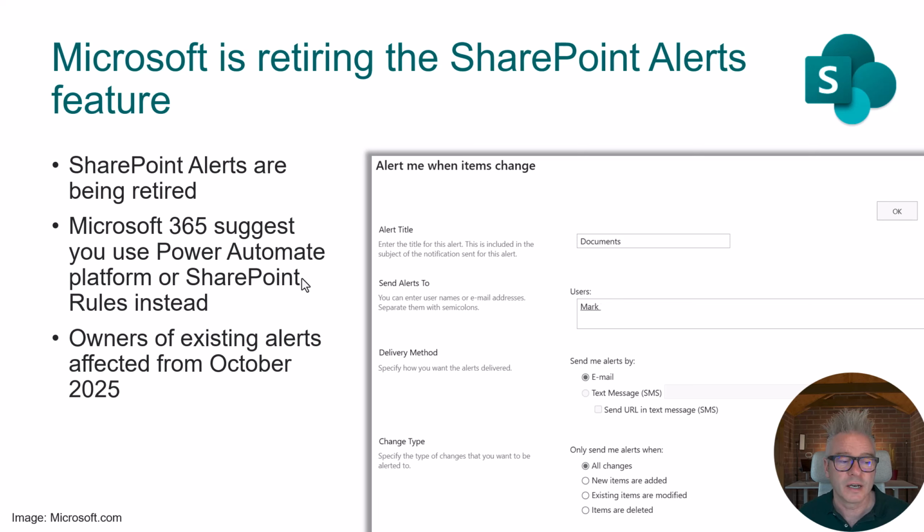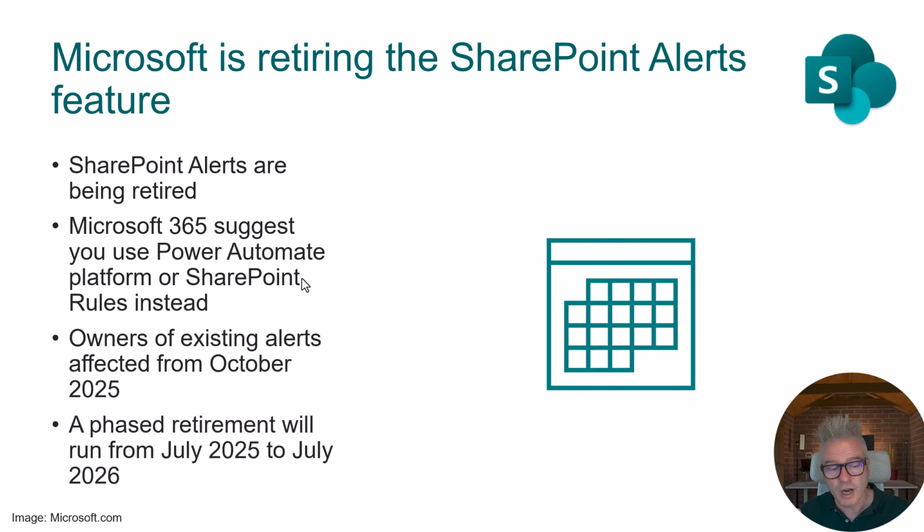Owners of existing alerts are affected from October. So there's a timeline on the blog. Go look at the blog post. There's a timeline on the blog post about when things are happening, about when you'll be notified, when you can't create new ones, and when people with existing alerts start to get affected. October for that. But the phased retirement is from July this year to July 2026.